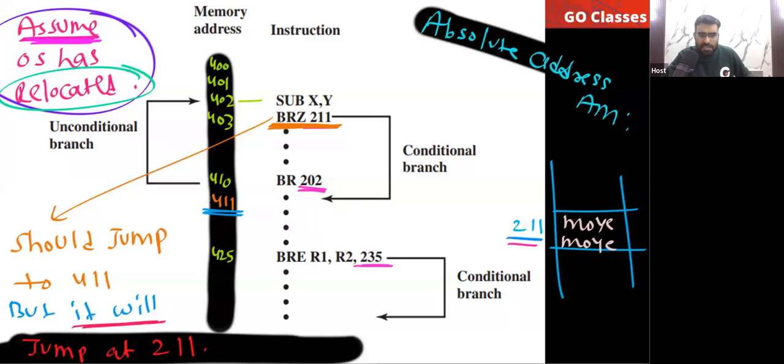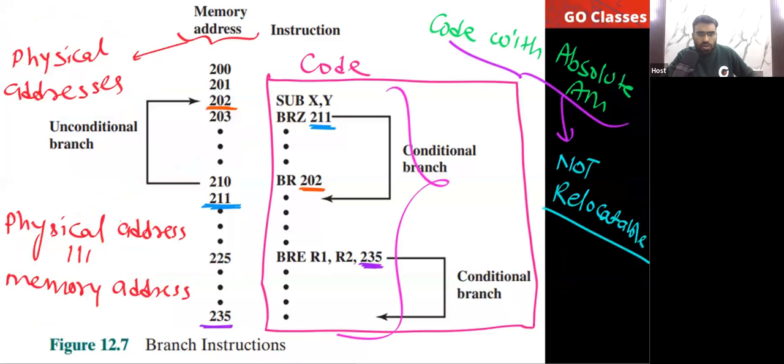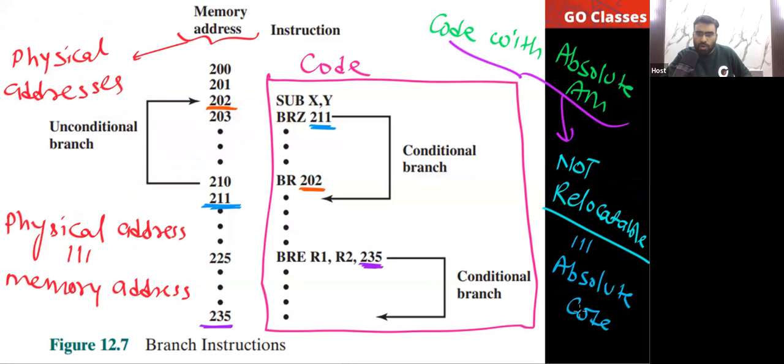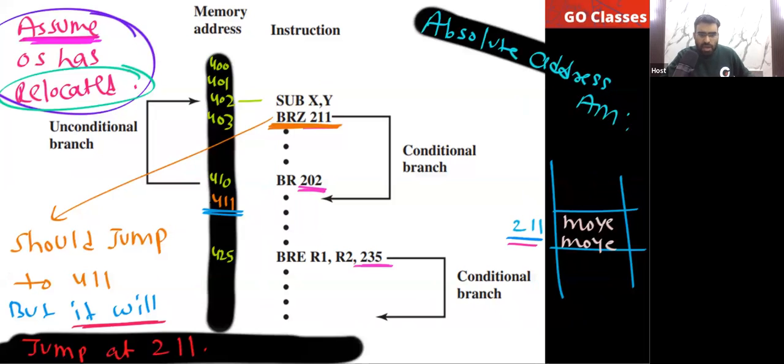So you can easily see that this code, which is using the absolute addressing mode, is not relocatable. Okay, this code is non-relocatable. Is this clear? Very simple. Another name for this non-relocatable code is absolute code, because it is using absolute addresses.